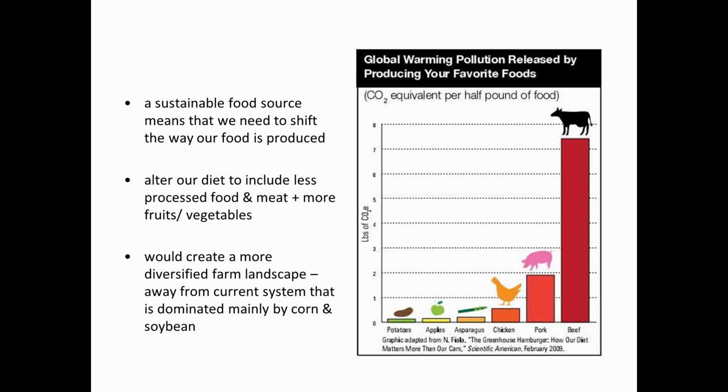So we really need to look for sustainable food sources, and we may need to shift the way our food is produced. This may require that we alter our diets slightly to include less processed food, for sure, and less meat and more fruit and vegetables. This would create a more diversified farm landscape away from the current system, which is dominated mainly by these corn and soybean crops.